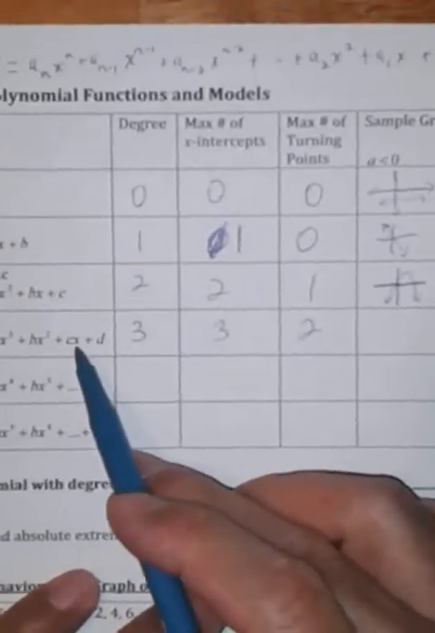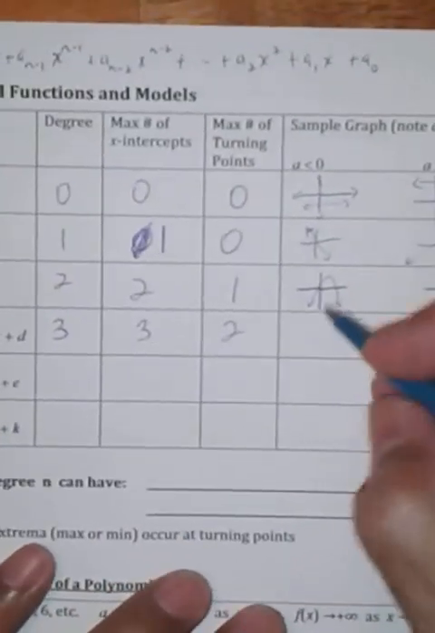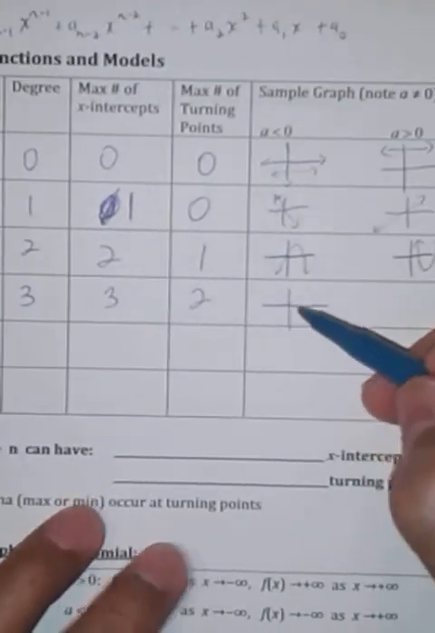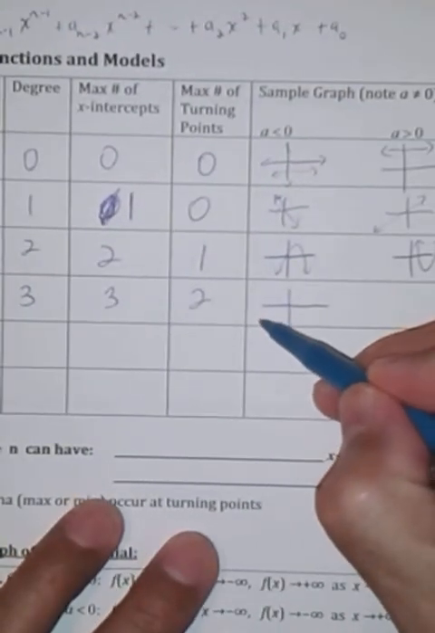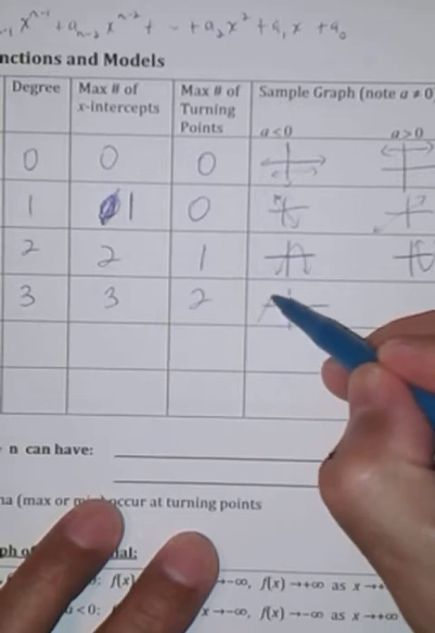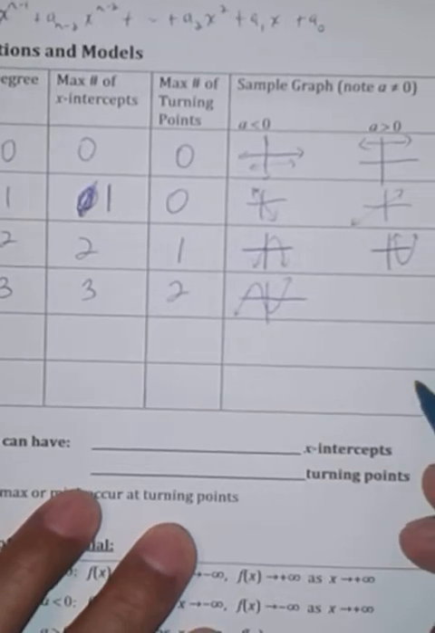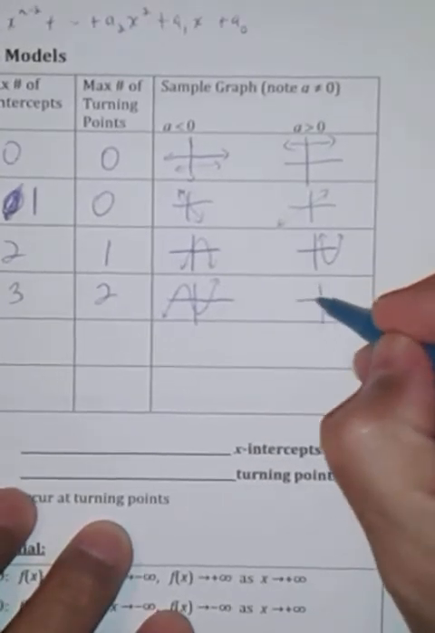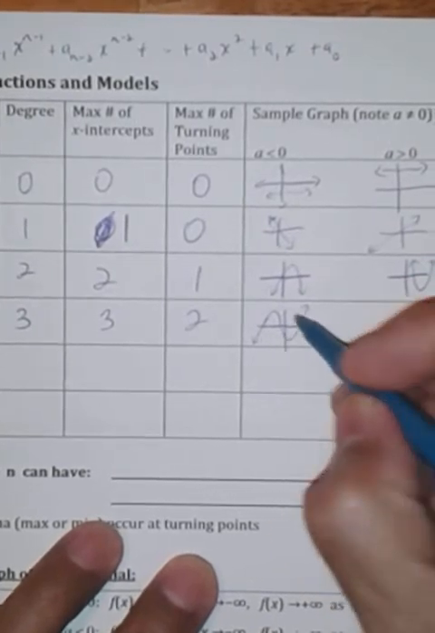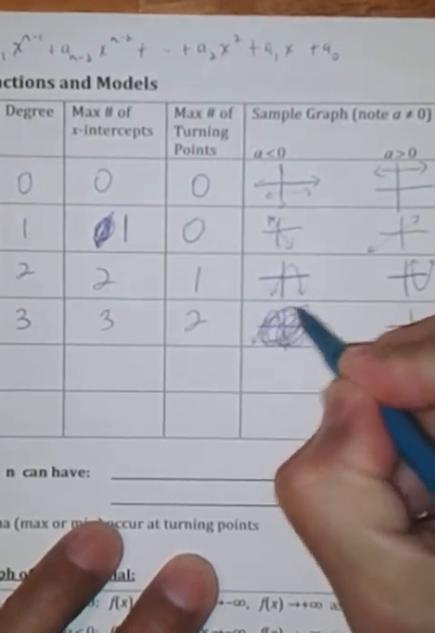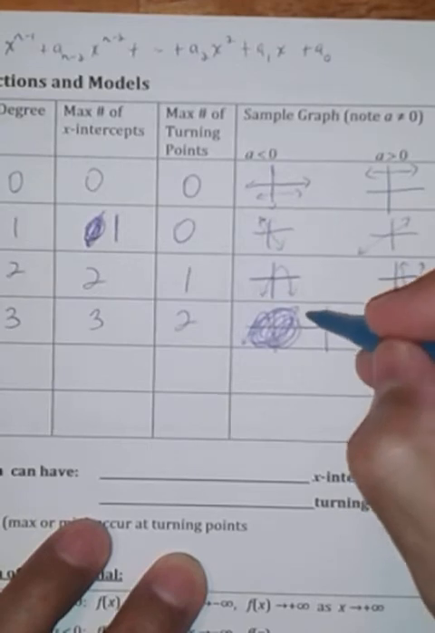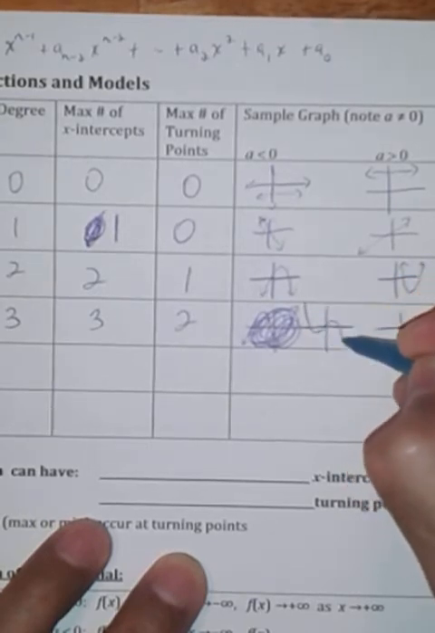All right, how about this one, x to the third power? Remember, you can have three x-intercepts. So you start from the left bottom and go upward. That's one x-intercept, two x-intercepts, three x-intercepts. And I'm sorry, this is a. Oops, sorry about that. So a less than 0 is actually the other way around. It goes the other way. 1, 2, 3.